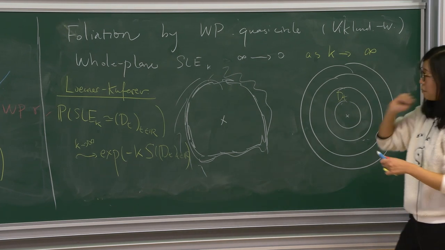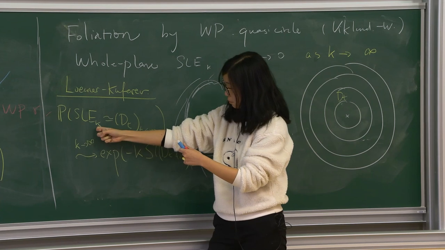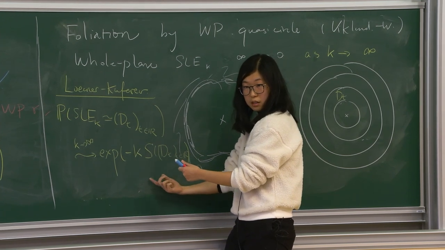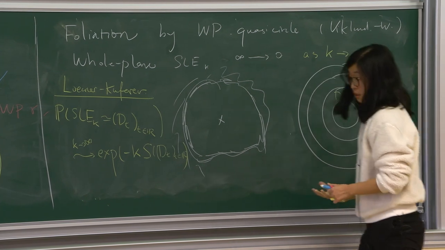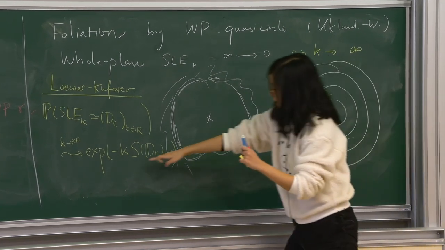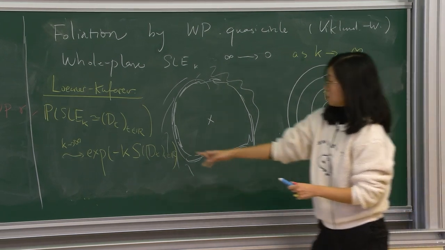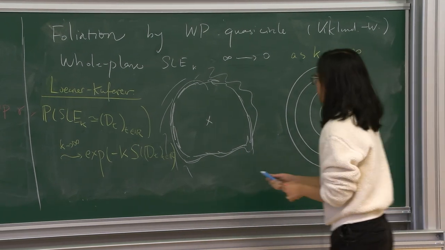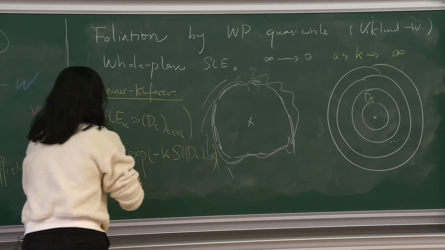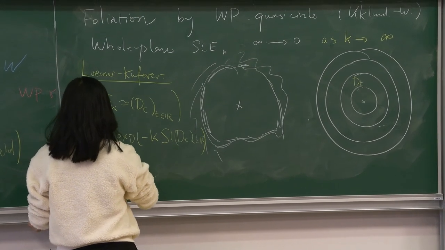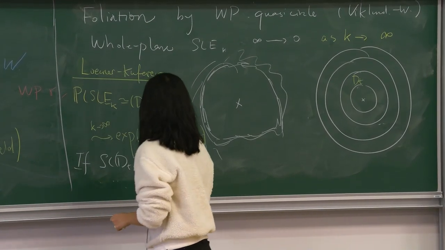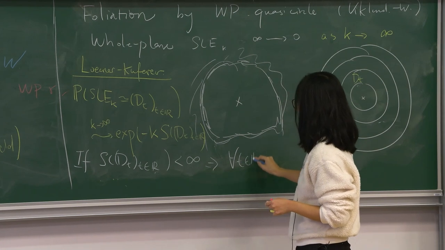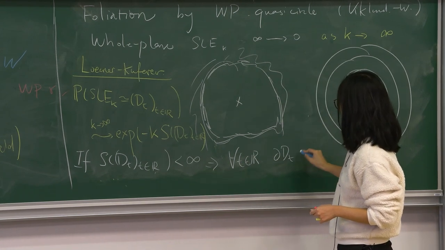I didn't have time to say, but it's also coming from the large deviation of a Brownian motion. When kappa goes to infinity, square root of kappa goes to infinity, and more precisely, we are looking at a large deviation of a local time of Brownian motion. It's very different from the Schilder theorem, but there's an energy we can associate to a foliation so that the SLE will decay like this. And we can show that if S of this foliation is finite, then for any t, the boundary of D_t is Weil-Petersson.